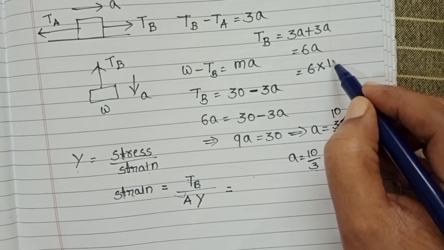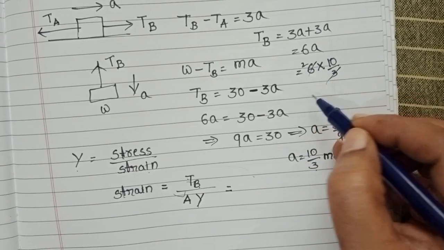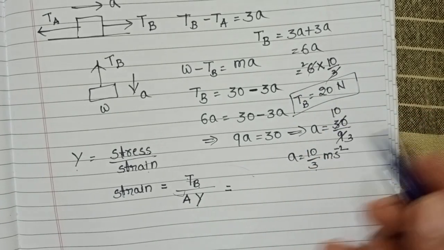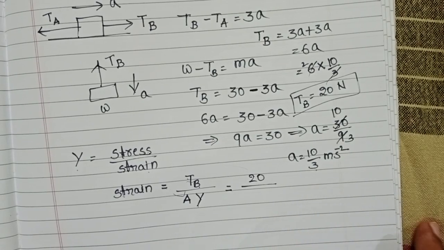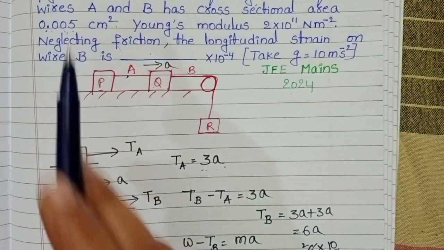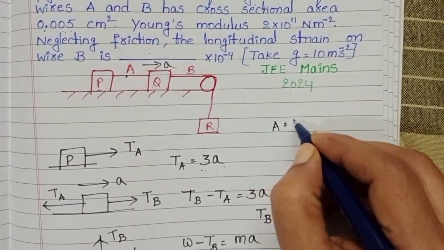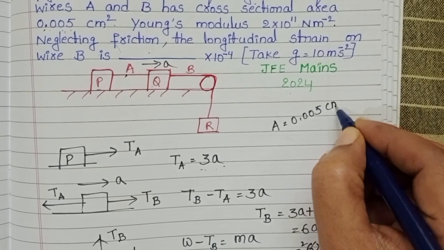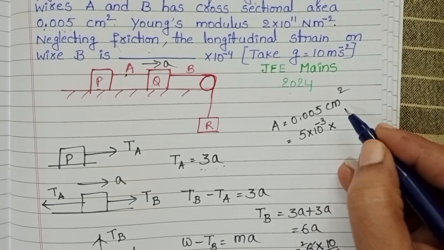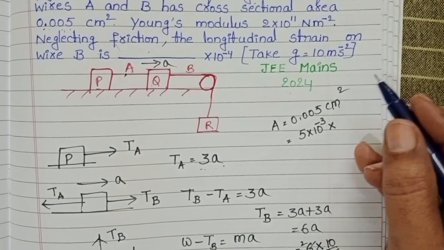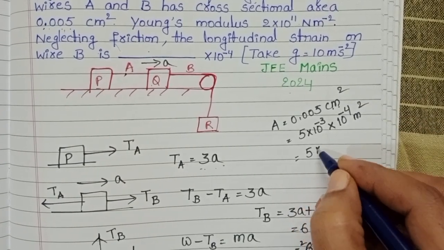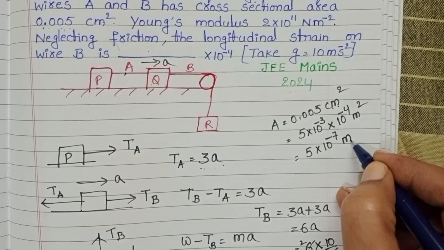6 into acceleration 10 by 3. 3 ones are 3, 3 twos are 6. 20 newtons. Tension of the second wire is 20 newtons. 20 by the given area of cross section, 0.005 centimeter square. Five into 10 power minus 3, and convert centimeter square into meter square, 10 power minus 4 meter square. So 5 into 10 power minus 7 meter square.